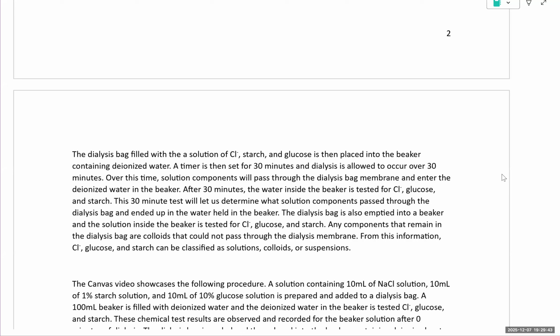The dialysis bag is also going to be emptied into a separate container, and the solution inside that separate container is going to be tested for chloride, glucose, and starch. Any components that remain in the dialysis bag are colloids that could not pass through the dialysis membrane. From this information, we can classify chloride, glucose, and starch as solutions, colloids, or suspensions.